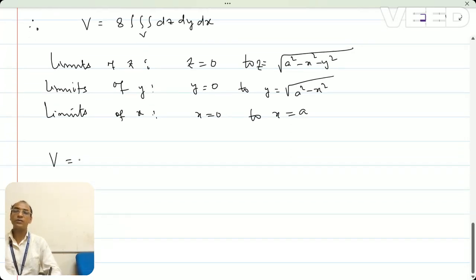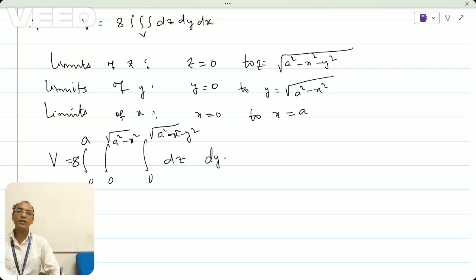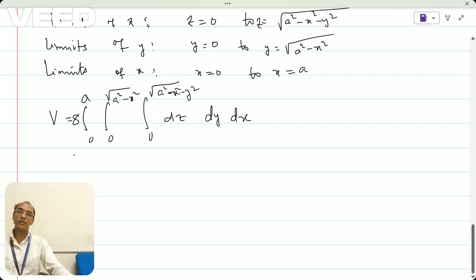Volume V equals 8 times the integration from 0 to a, integration from 0 to root of a square minus x square, integration from 0 to root of a square minus x square minus y square, and then dz, then dy, then dx. If I evaluate this, that will give me the volume of a sphere with center origin and radius a.